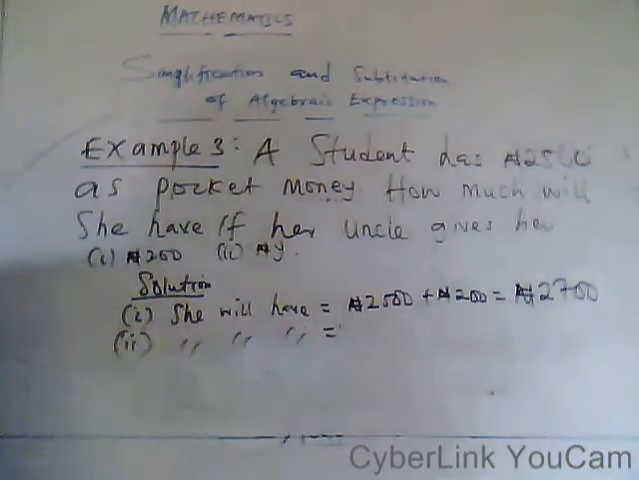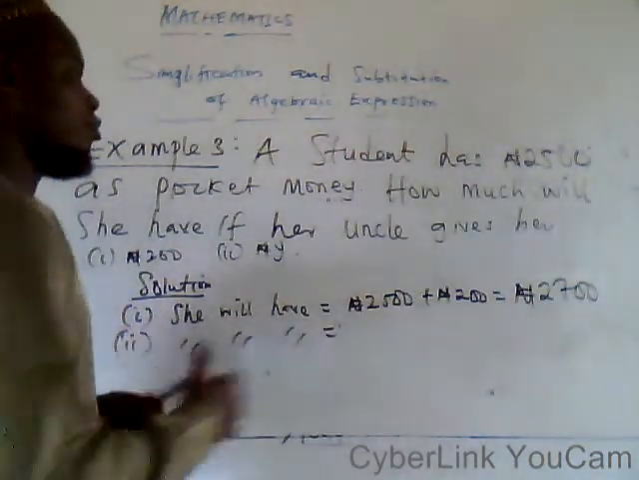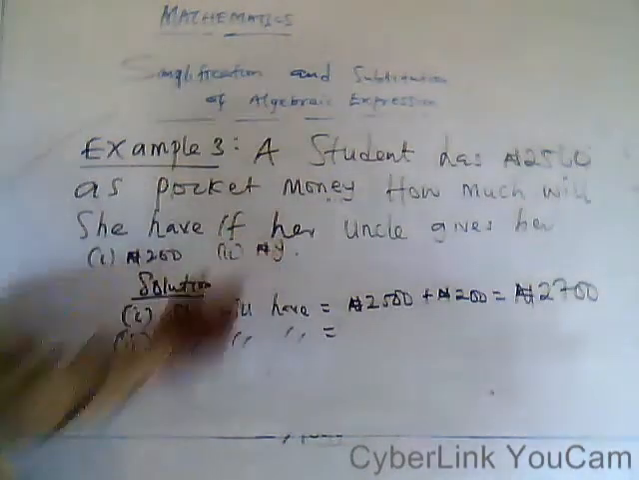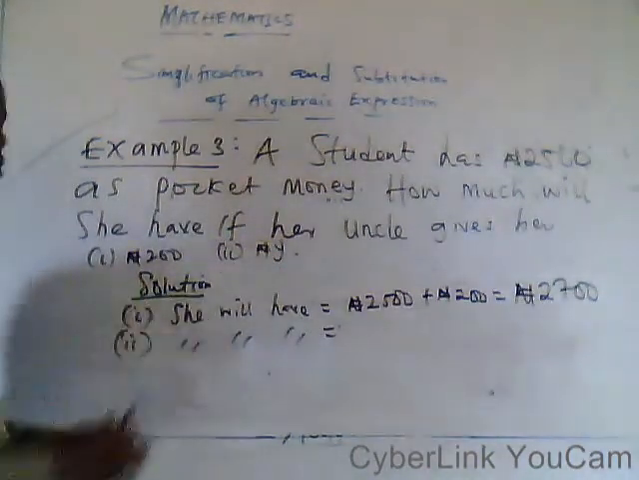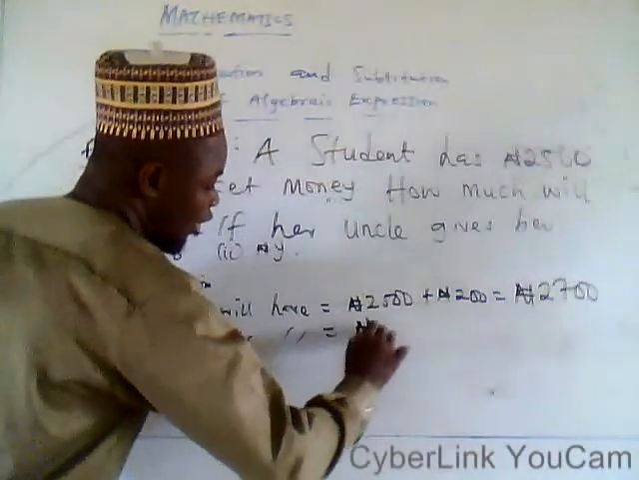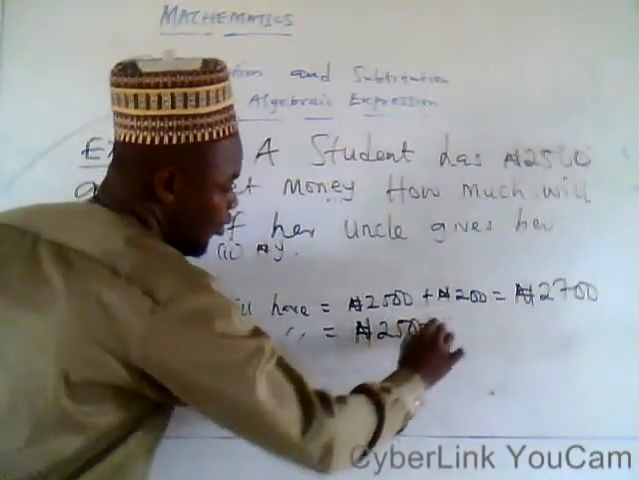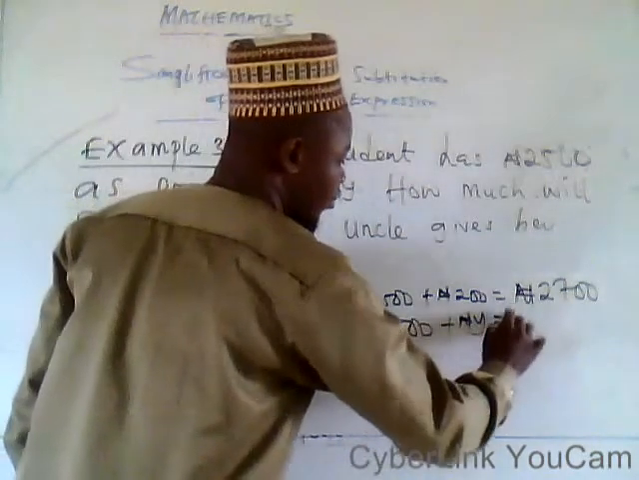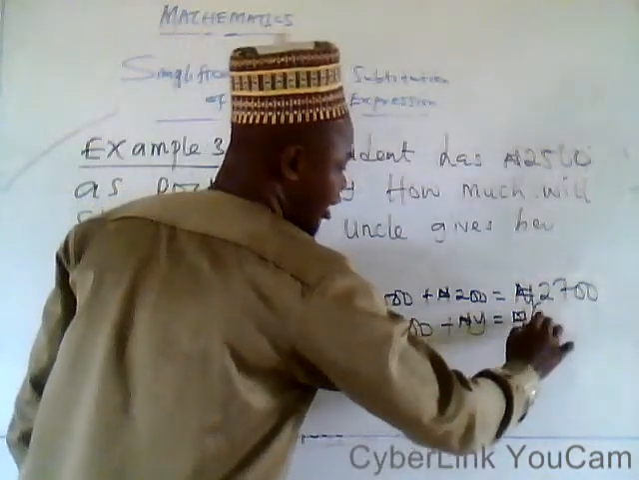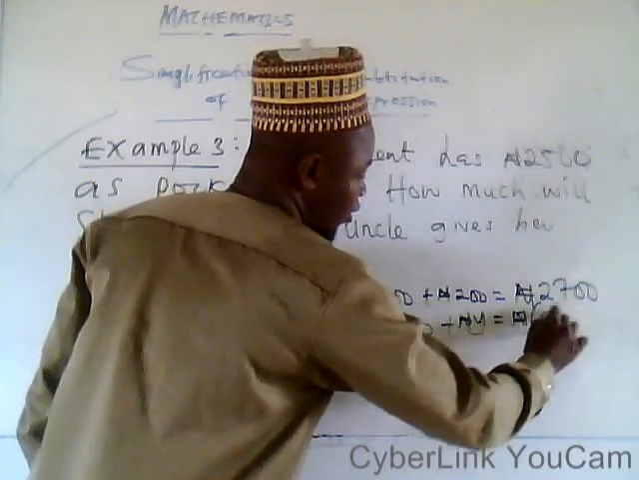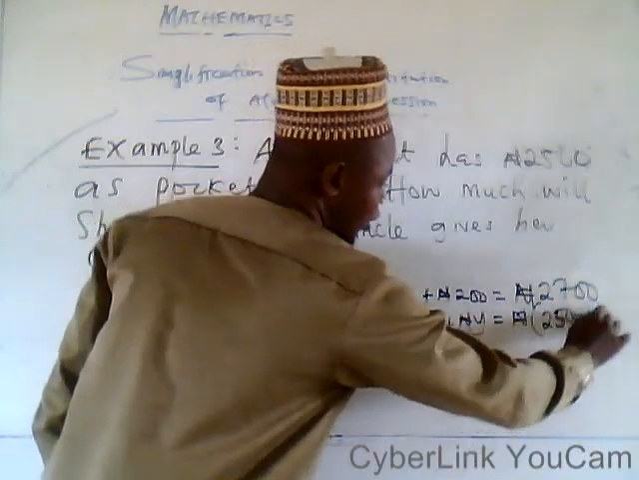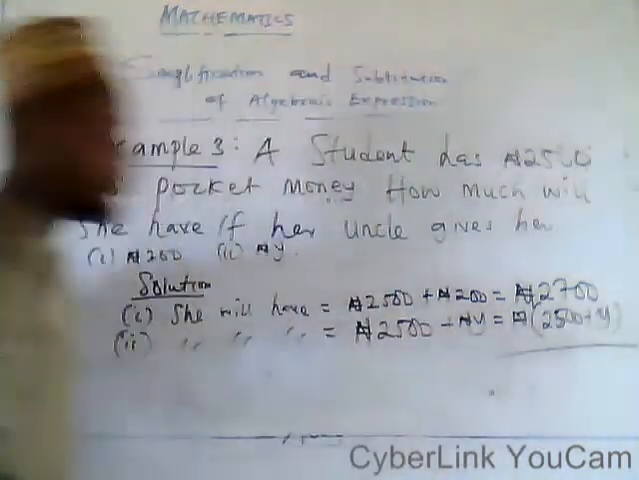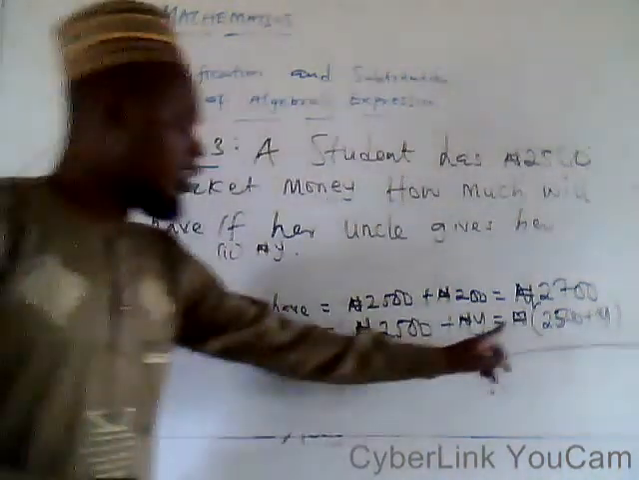And for the second one, how much will she have? Originally, she has 2,500 naira. Her uncle gave her y naira. So we are still going to add. That will now be 2,500 plus y naira. Adding them together, you have the naira sign, 2,500 plus y. So this was the answer. This is how you express it.